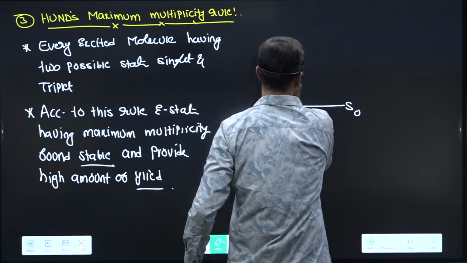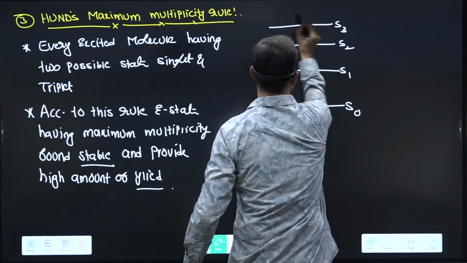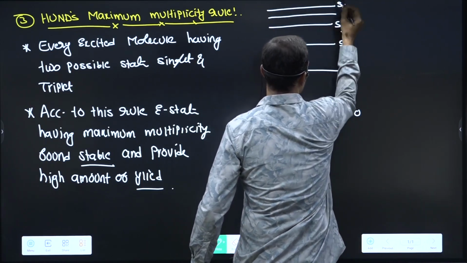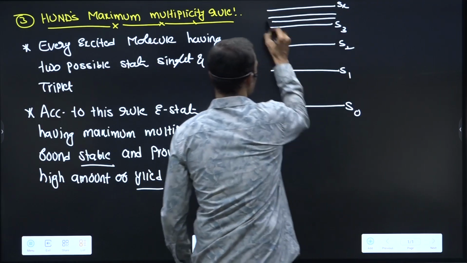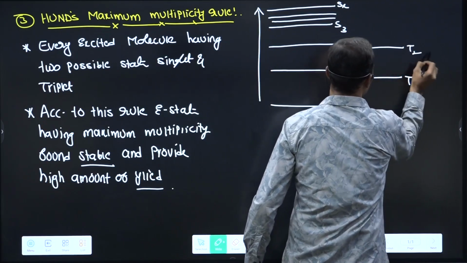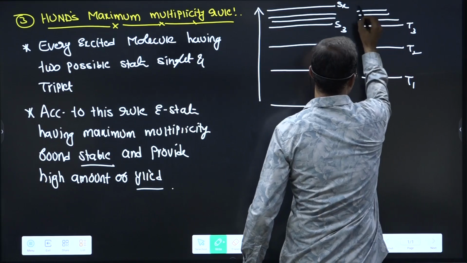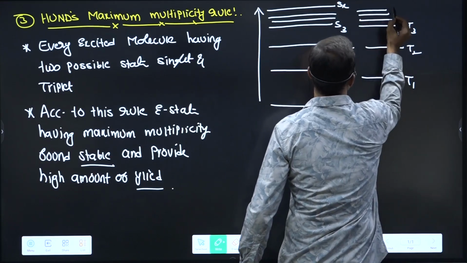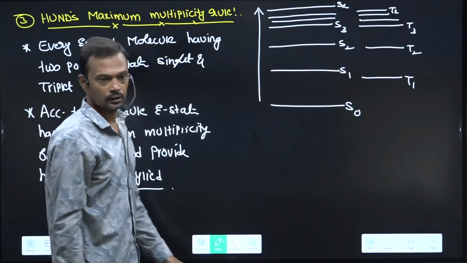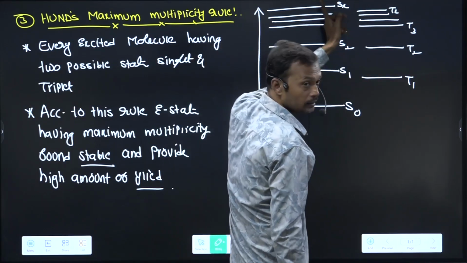This is S0, this is S1, I can say S2, this is S3, like that. It keeps on progressing like this, so here you will expect S6, like that. And every singlet has a T1, here T2, and here T3. So it will progress like this, and here you will get Tx. Every excited level has a singlet and a triplet: S1 T1, S2 T2, S3 T3, like that.